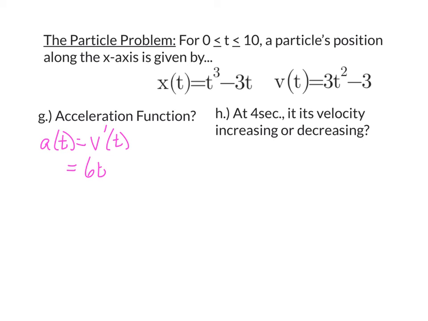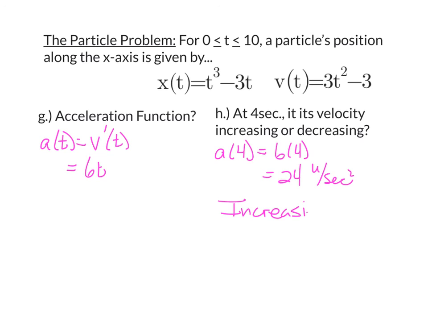Now if we want to know if that velocity is increasing or decreasing at 4 seconds, we evaluate the acceleration function at 4 seconds. So that's 6 times 4, which is 24. The units here would be units per second squared. And again, all we care about is whether this is a positive or negative number. Since acceleration is positive, that means velocity is increasing. If that acceleration were negative, then the velocity would be decreasing.